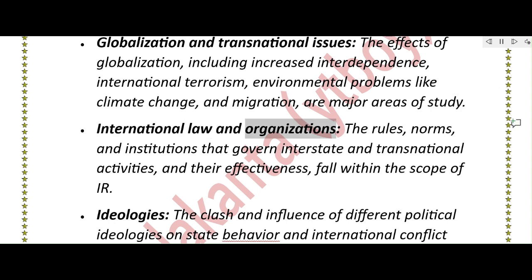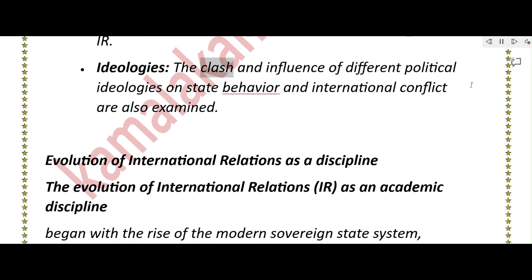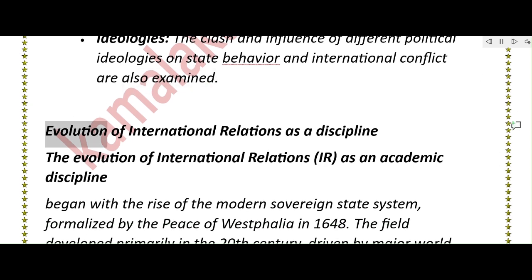International law and organizations. The rules, norms, and institutions that govern interstate and transnational activities, and their effectiveness, fall within the scope of IR. Ideologies. The clash and influence of different political ideologies on state behavior and international conflict are also examined. Evolution of international relations.